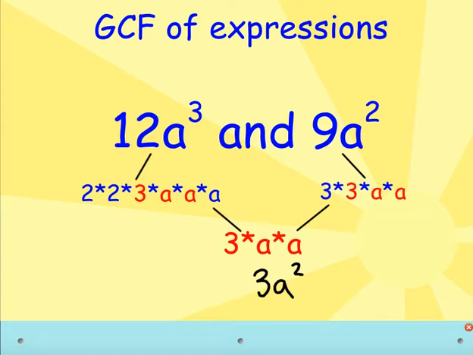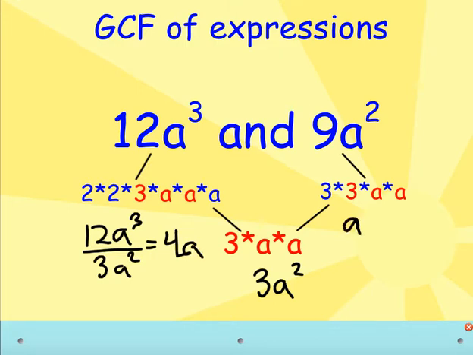And we can check it by saying, okay, can I take 12a to the third and divide it by 3a squared and get a whole number? And we get 4a, which is perfect. And then we could do it with 9a squared divided by 3a squared, and we would see that we would get just 3, so that works as well. So the greatest common monomial is 3a squared.